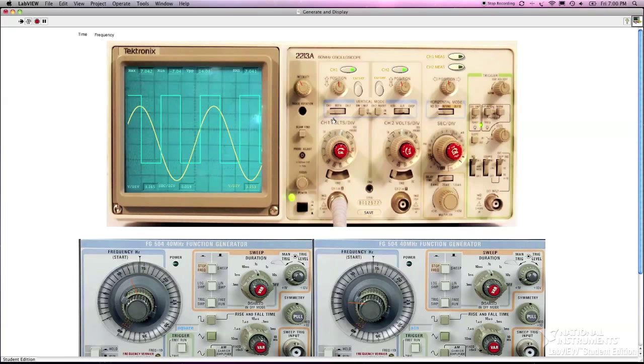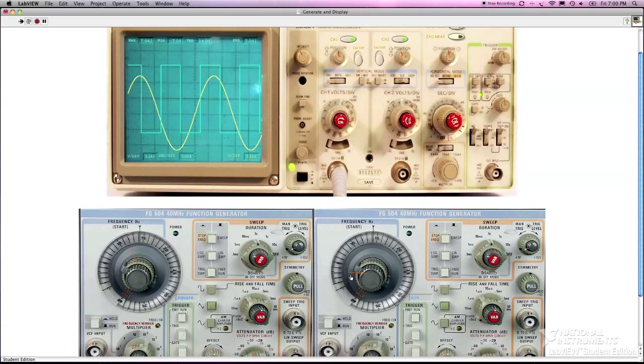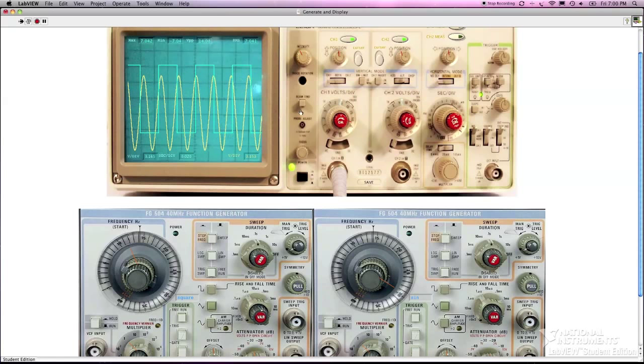If I had this second channel on here. We'll see what happened to be on this one. And of course, the time seconds per division apply to both signals. So I only have one seconds per division knob. You can see how one compares to the other.